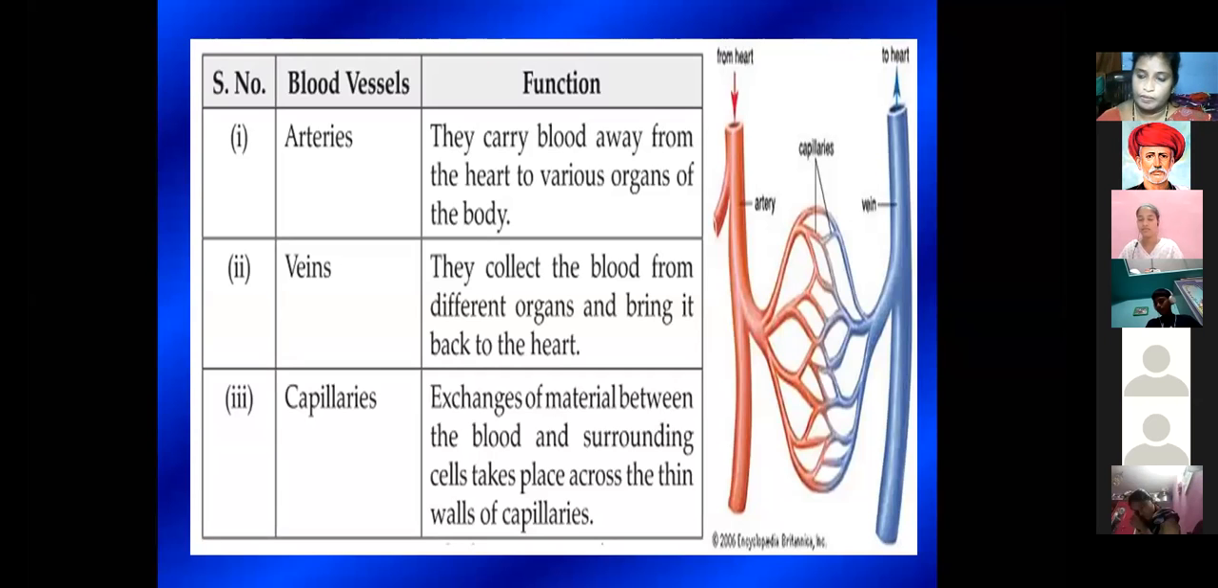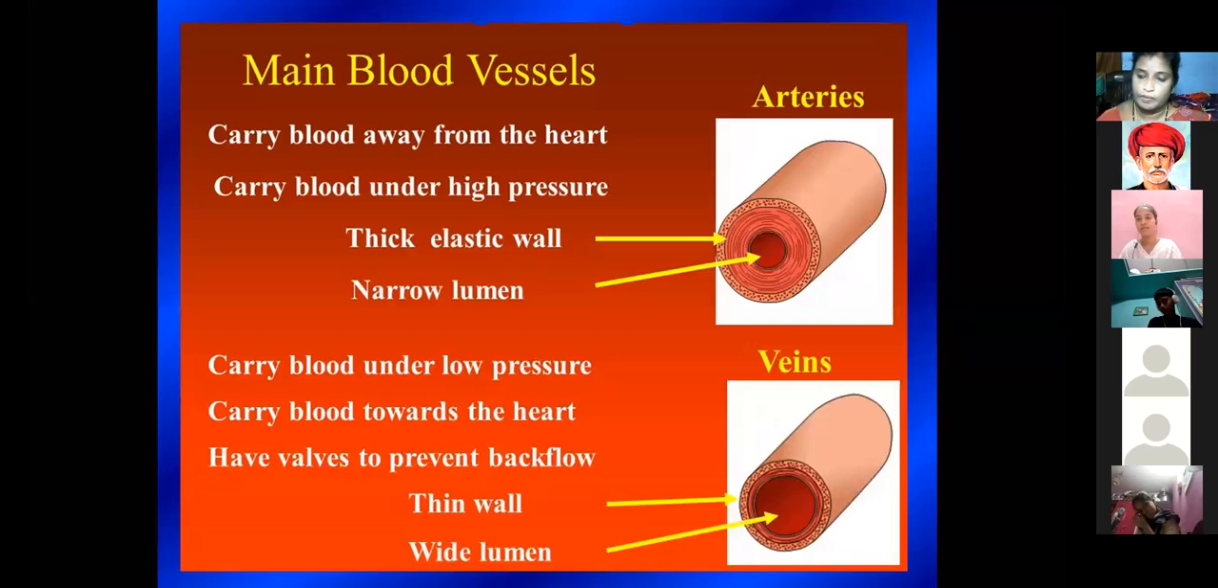Okay. Next, the main blood vessels are arteries and veins. See in this picture where the arteries and veins are located in our heart. Arteries carry blood away from the heart under high pressure, and have thick elastic walls. But veins have thin elastic walls. Arteries carry oxygenated blood. Veins carry deoxygenated blood.